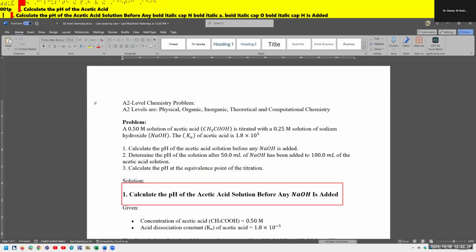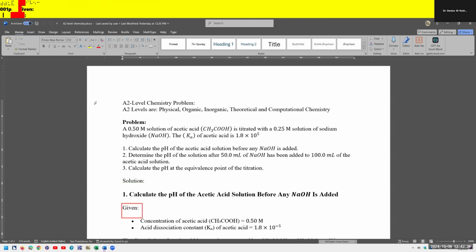Solution. Heading level 3. 1. Calculate the pH of the acetic acid solution before any NaOH is added. Yeah. So I'm going to go down, and where I'm actually going to type out formulas are the ones that are more complex, the ones that are not in my other videos, because of course we're getting more advanced as we move up the level of math.